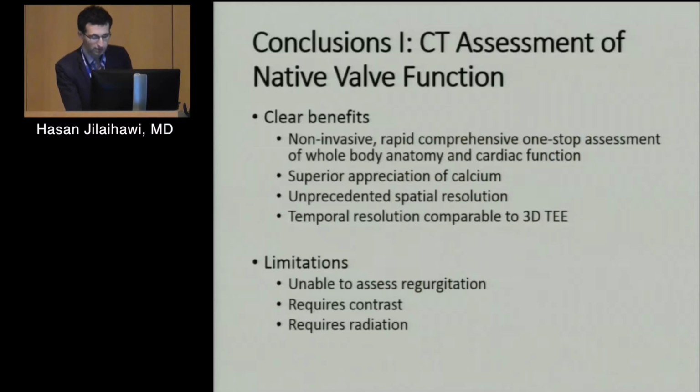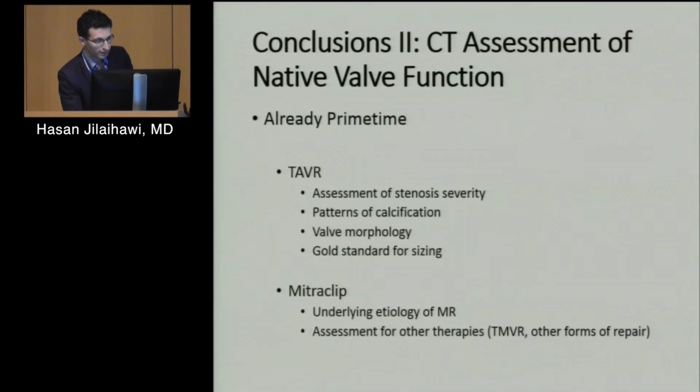So first set of conclusions, there are clear benefits from the CT assessment of native valve function. It's non-invasive, it's a rapid, comprehensive assessment of whole body anatomy and cardiac function. We have superior appreciation of calcium. We have unprecedented spatial resolution and now temporal resolution that is comparable to 3D echo. There are clear limitations. We're unable to assess regurgitation reliably. We require contrast. We require radiation.